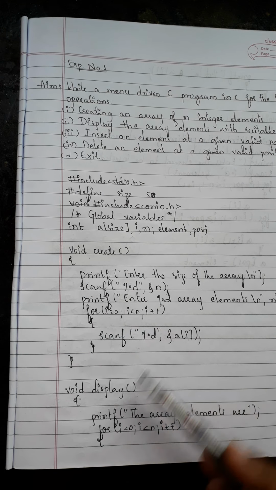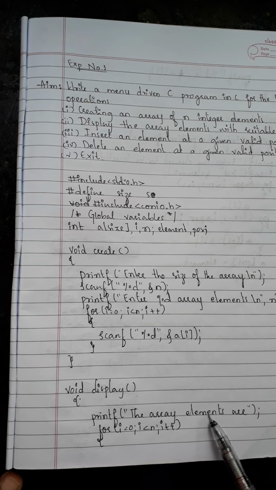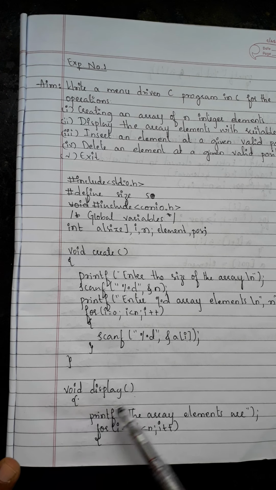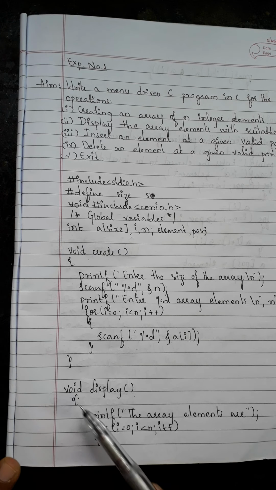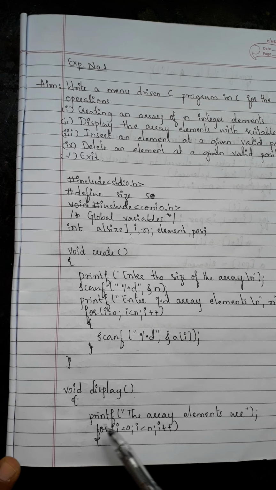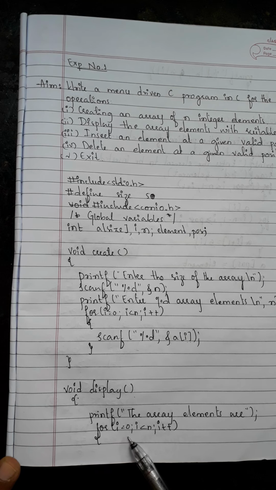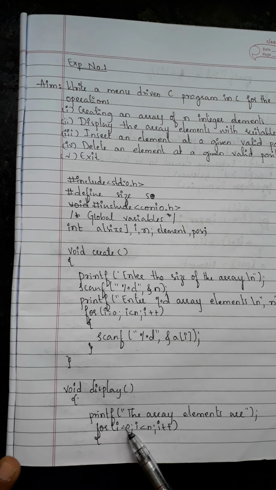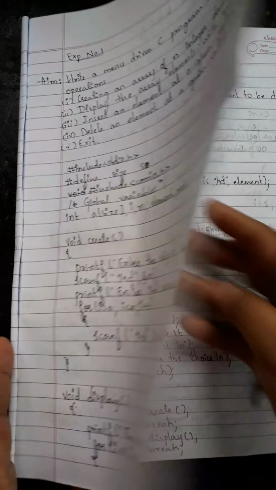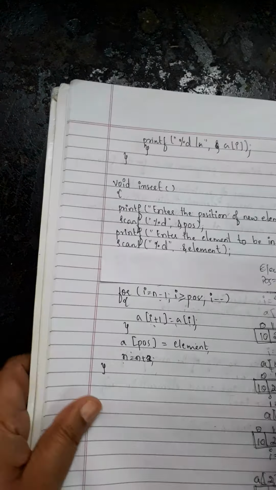This function will create an array of n integer elements. Then the second function is display, displaying the array elements. It is also not taking any parameters and not returning a value, so it is void. First you have to display the heading, array elements are, using the printf statement. Then you have to display the array contents. So we have the for loop starting i equal to 0, i less than n, i plus plus, printf %d slash n, a[i].